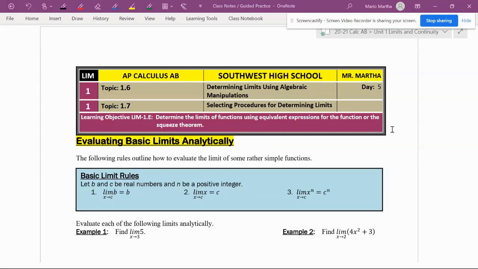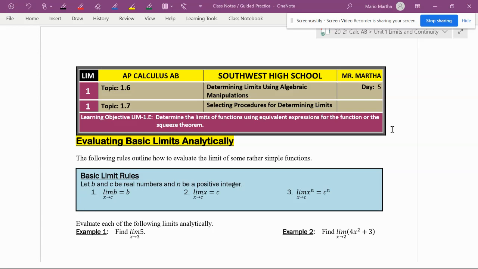Welcome back, everybody, to AP Calc AB. Today's topics: 1.6, determining limits using algebraic manipulations, and topic 1.7, selecting procedures for determining limits. Evaluating limits analytically, and then again, as last time, we're going to talk about more rules.